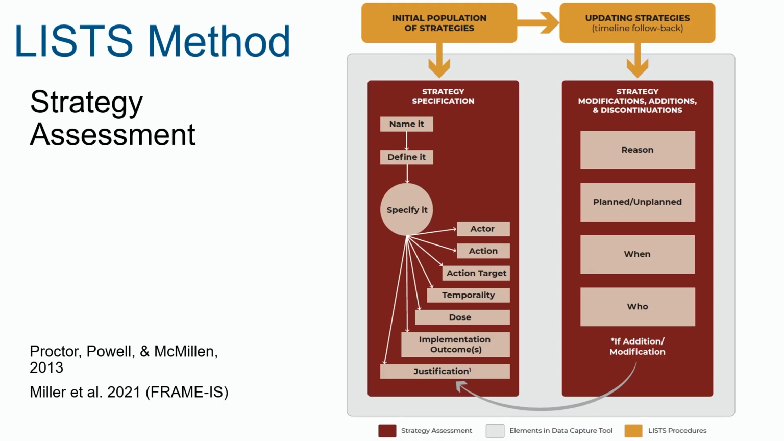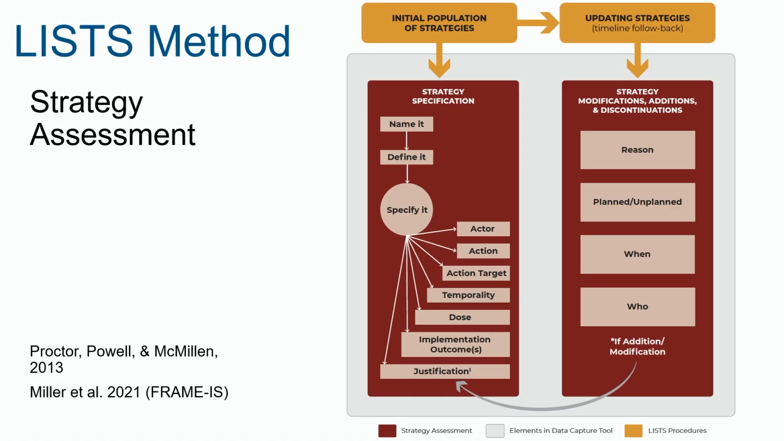So the LIST method is really kind of two pieces. These should probably be familiar to any implementation scientists in the room. When you initially populate your strategies, you have to do the Proctor, Powell, and McMillan specification. So you have to tell us the name of the strategy, your operational definition of what it is, and then tell us all the pieces about who does it, when it occurs, what implementation outcome you think you're going to be affecting from this, and then provide a justification.